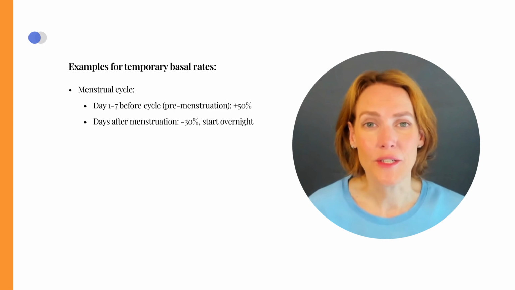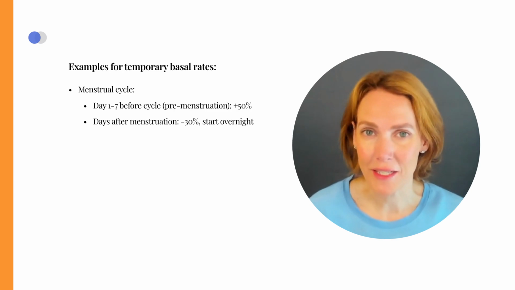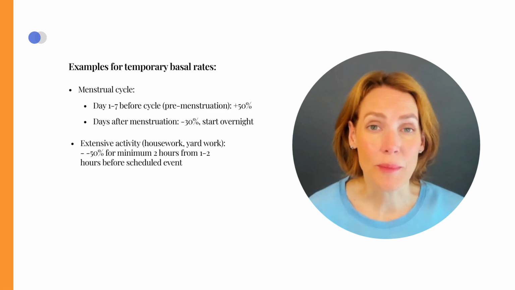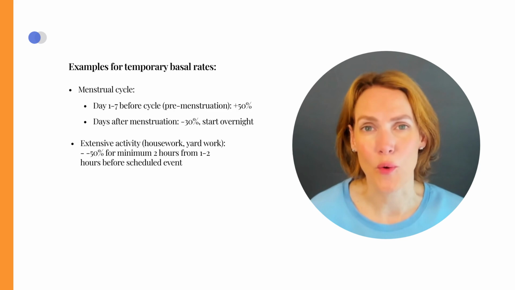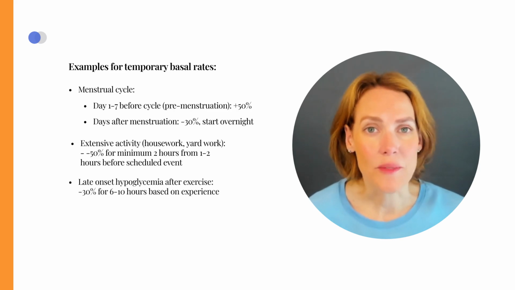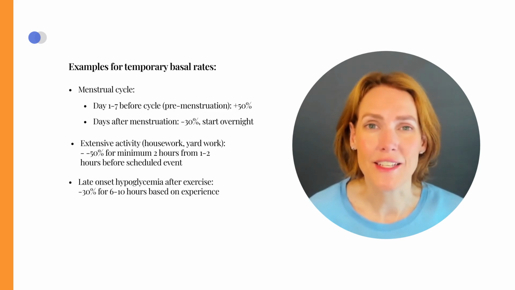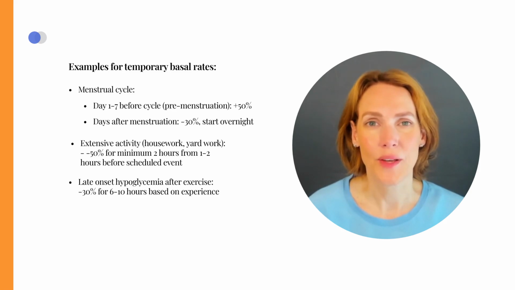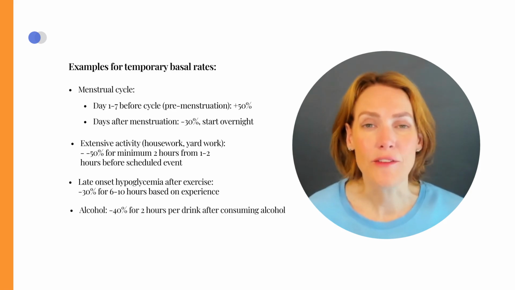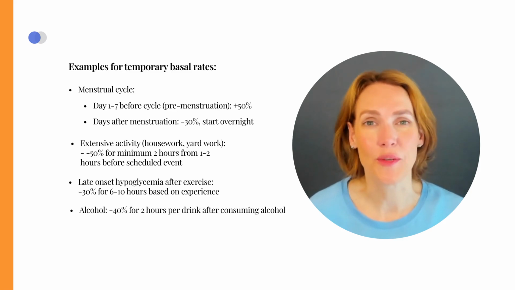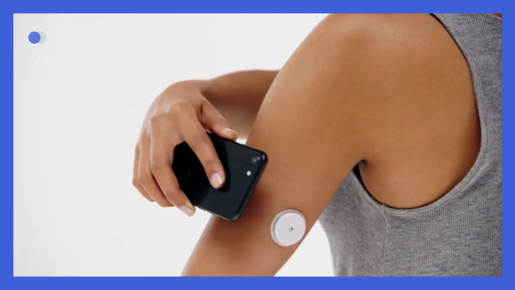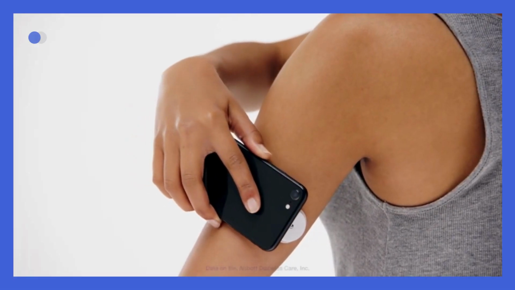In other cases, you can consider a lower temporary basal rate, for instance, a 50% lower basal rate from 1 to 2 hours before extensive activity like housework or yard work, a 30% lower basal rate for 6 to 10 hours after exercise to prevent late-onset hypoglycemia, or a 40% lower basal rate after consuming alcohol for 2 hours per drink. Lastly, remember to constantly monitor your blood sugar level.